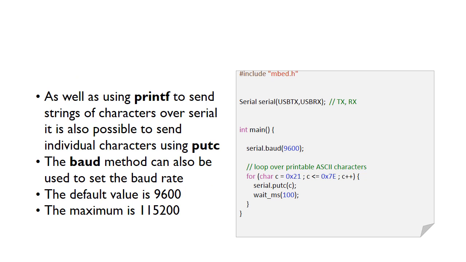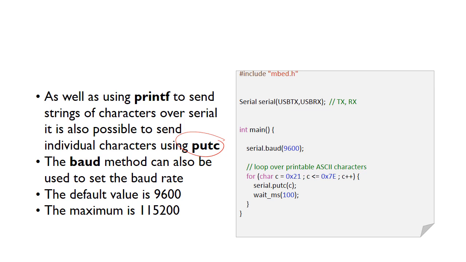So if you do write some code and you create one of these serial objects, you can use printf. For example, you could do serial.printf hello world, and that will send strings of characters over the serial port. It's also possible to send individual characters using just putc. In this example, we're just looping over all the printable ASCII characters; the control characters you can't print.